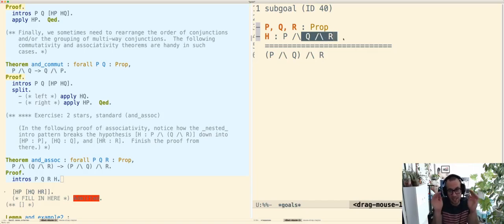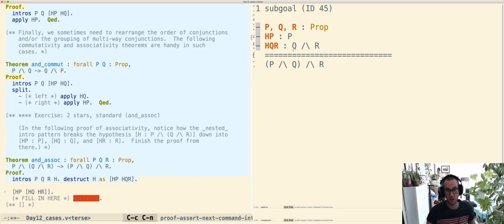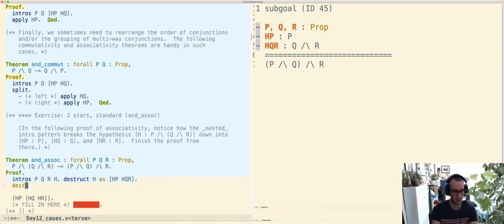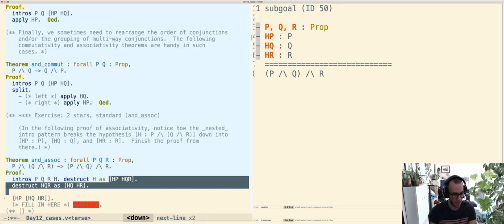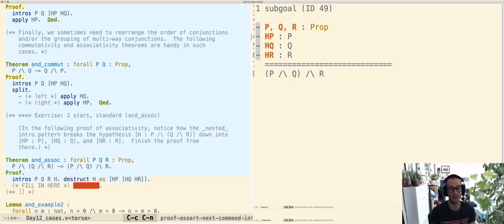But this is sort of in secret parentheses that Coq isn't printing for you. So if we just said destruct H as HP HQR, you'll notice that, okay, we haven't destructed it all the way. So then we would need to say something like, okay, well, destruct HQR as HQ HR. Now, these patterns nest is the thing I'd like to have come across. So we can actually just say something like this. And that does it all in one go.